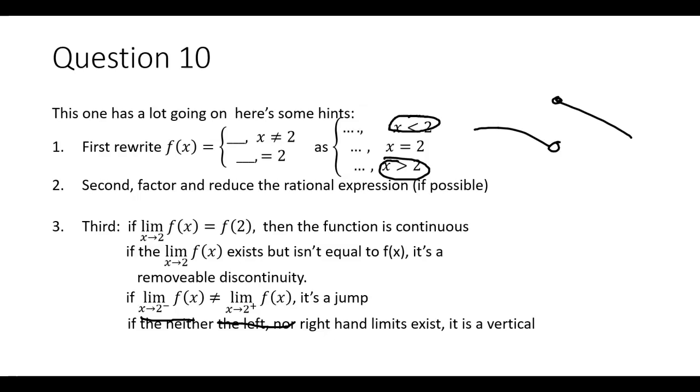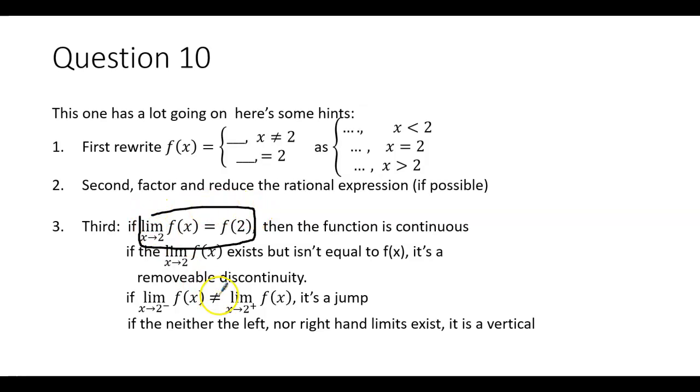So the problem is asking you guys to determine, is this a jump discontinuity? Is it a removable discontinuity? Or is it continuous? So it's continuous if this happens. It is removable if this happens. And if the limit on the left and right are not the same, then it's a jump. Okay. Now there's one other possibility. The other possibility is if neither the left nor right hand limits exist, then it's a vertical asymptote.